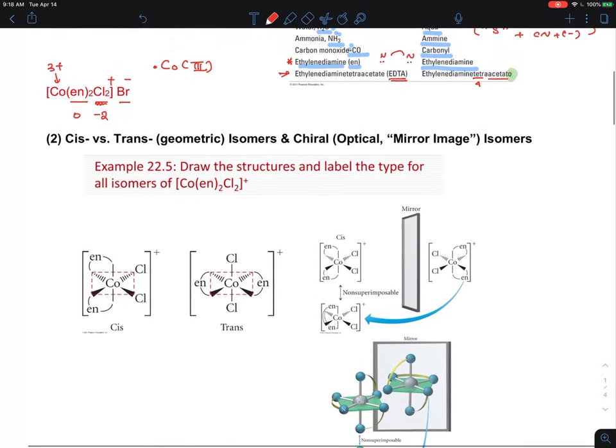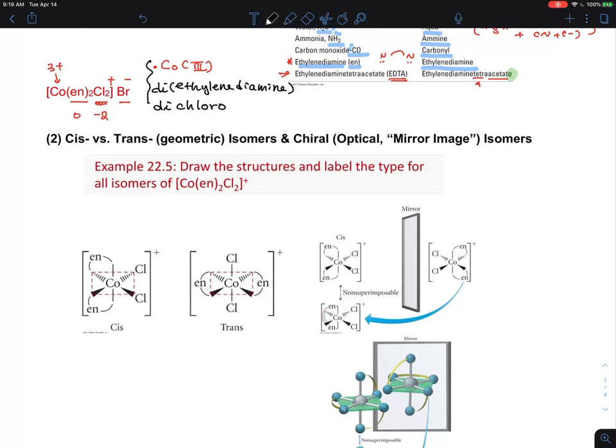And the second thing I need to figure out is, what are my options? En means ethylene diamine, and there are two of them, so it's diethylene diamine. And then there are two chloro, dichloro. Those are the components that should go into the name. And the last one is what is called a bromide, at the end.